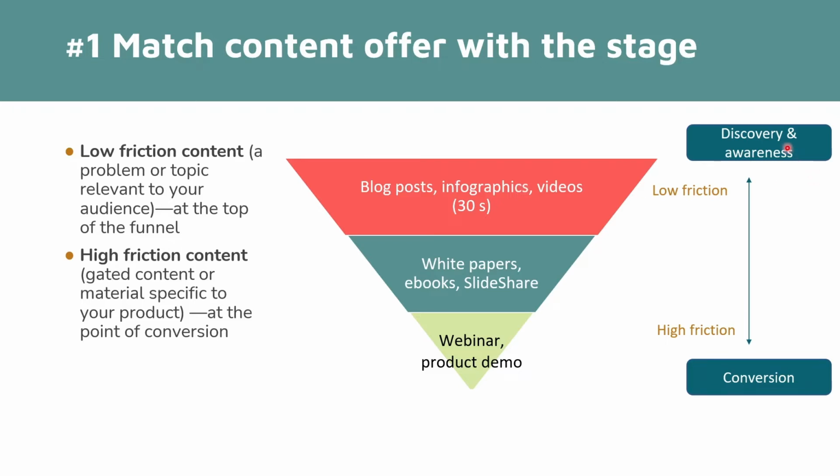Now as you go down the funnel, if you're in the middle of the funnel, then some of the useful content types would be white papers, ebooks, and SlideShare. And as you go down to the conversion stage or the bottom of the funnel, you can use a webinar or product demo. So high friction content can be gated content, and really the point over here is to generate leads.